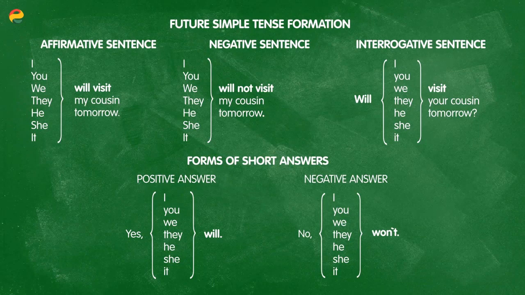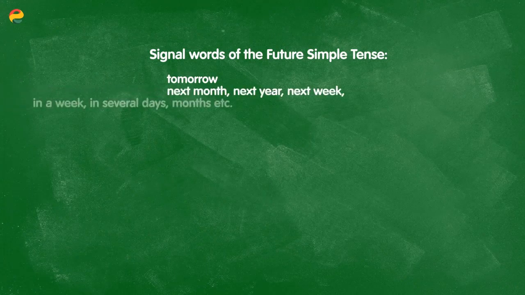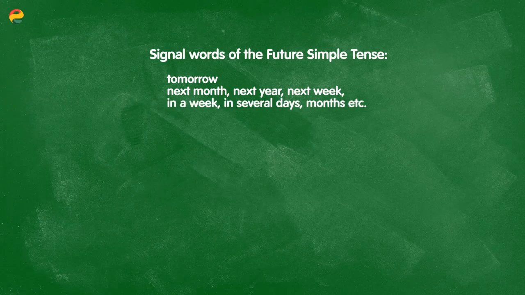But to make a negative sentence, you must say no, they will not, or its short form, and be very careful, the short form won't. It is not wilt, it becomes the word won't, as in, no, they won't, no, he won't, no, I won't. The following adverbs are indicators that the future simple tense is or should be used. Words like tomorrow, next month, next year, next week, in a week, in several days, months, years, any time phrase which lets us know that it's in the future.